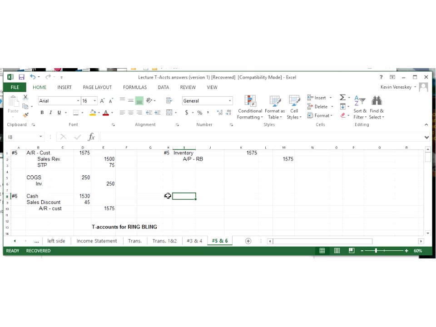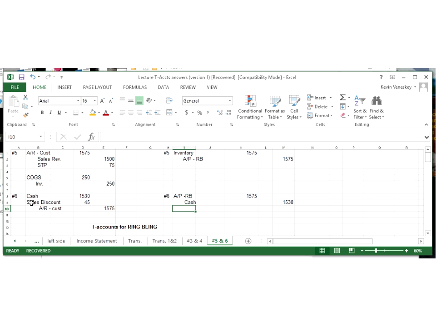Now, from the buyer's standpoint, we're going to ask the same questions. What did I get when I paid my bill? I got a reduction of my bill to Ring Bling. I no longer owe them anything. Complete reduction. Why did I get a reduction? Because I paid cash. However, as I showed in my steps, I only paid cash at $15.30.